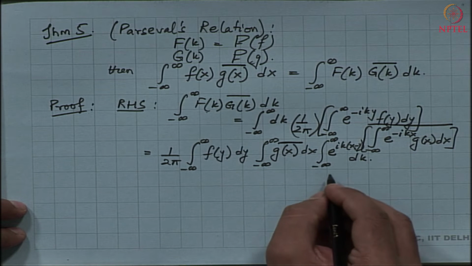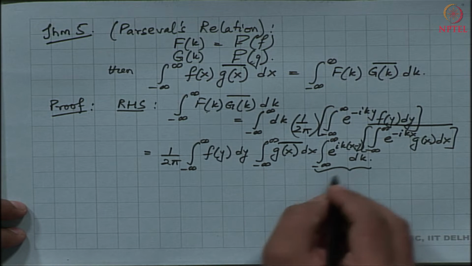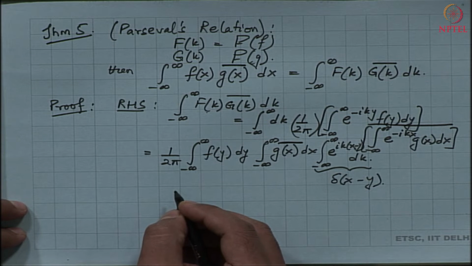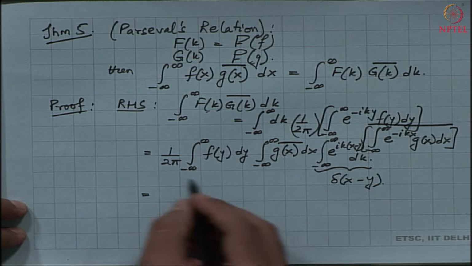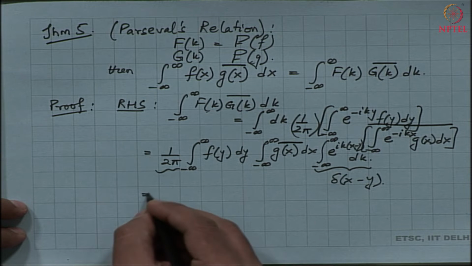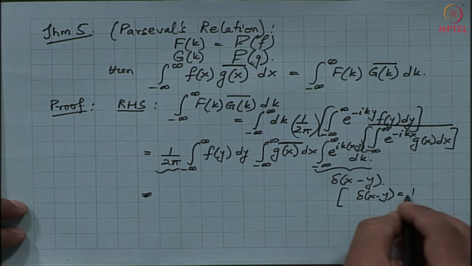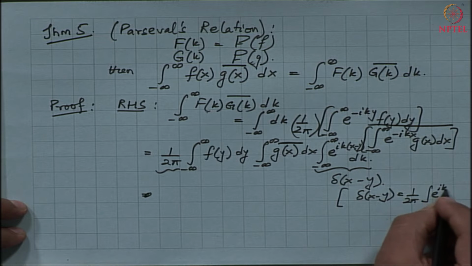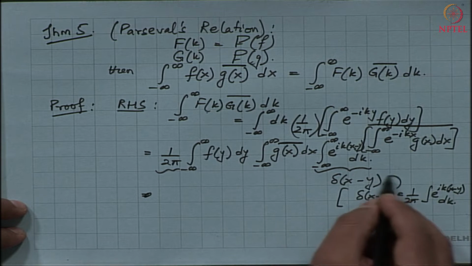Now, I want to highlight that this particular integral was done earlier, and this is nothing but the delta function. Okay. So, what I am trying to show here is that my delta function x minus y is 1 by 2 pi integral e to the power i k (x minus y) dk. Okay. So, that is what I have used here.